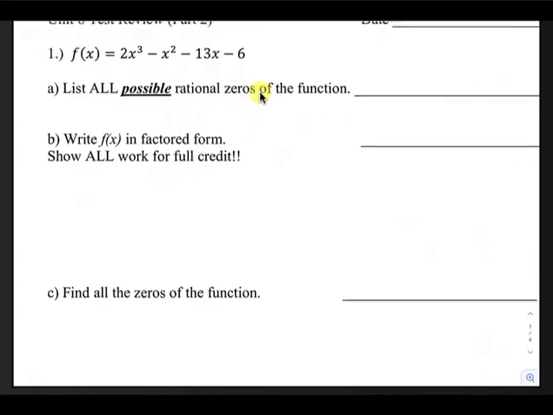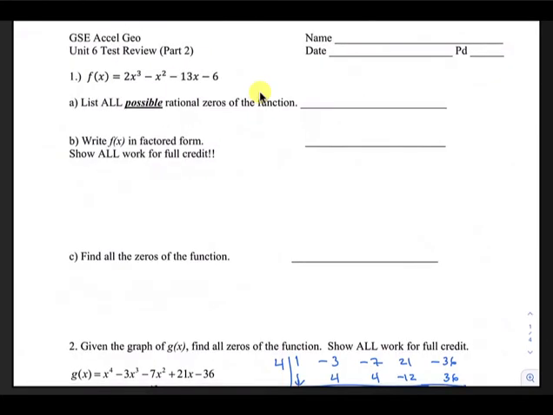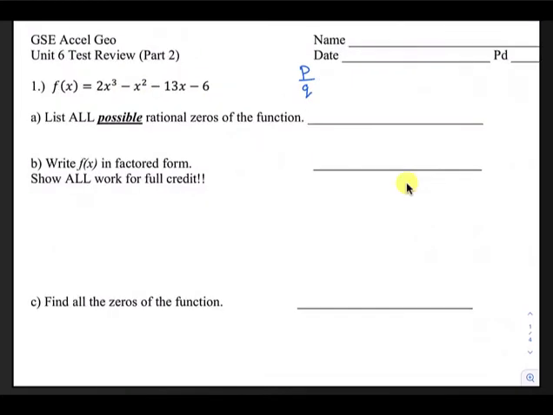Now to list all the possible rational zeros, we do P over Q. P is the factors of the last number, 6, and Q is the factors of the first coefficient, which is 2. So all the factors of 6, that's P, would be plus or minus 6, plus or minus 3, plus or minus 2, and plus or minus 1. And then for Q, all the factors of 2 are plus or minus 2 and plus or minus 1.